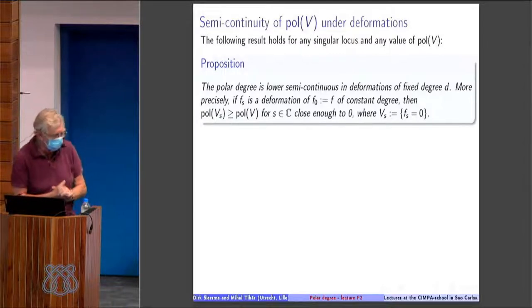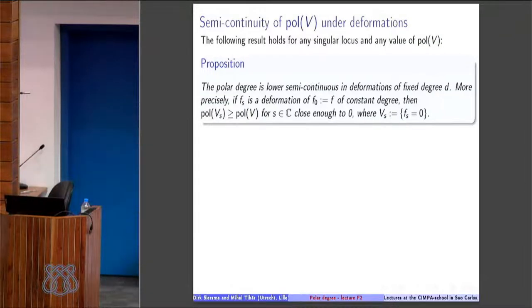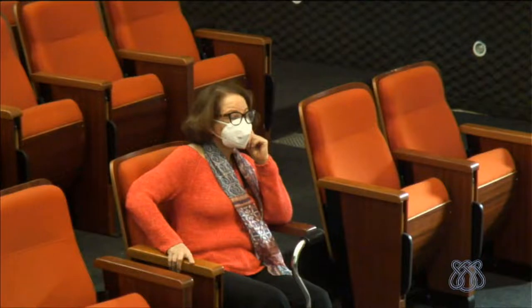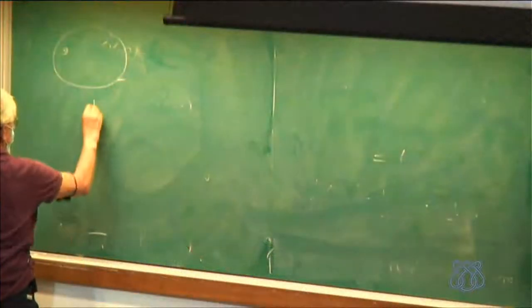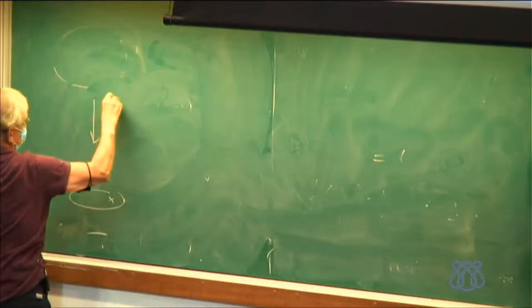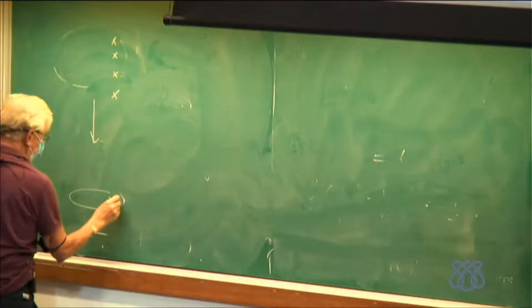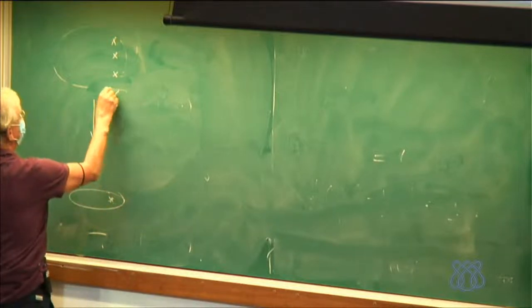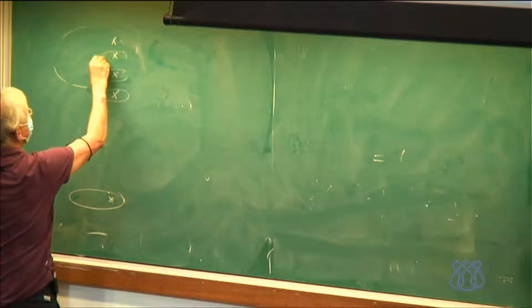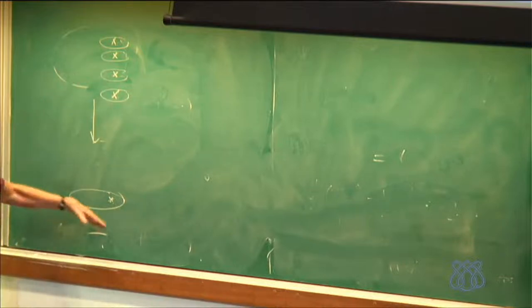Then there is a general statement that the polar degree is semi-continuous, and this is a good exercise in degree. So I have a space here, I have a map, and its image, and I take a regular value. What I get for a regular value is a number of counter images. And there is the so-called pancake theorem, that if you take a neighborhood of this point, then around all these points there are pancakes that project one-to-one on the original pancake.